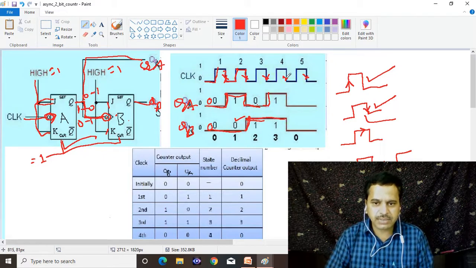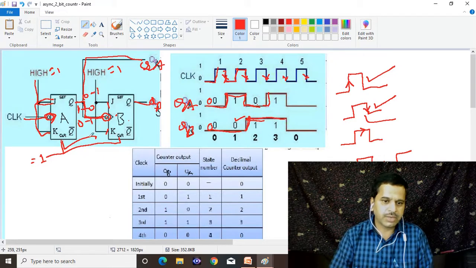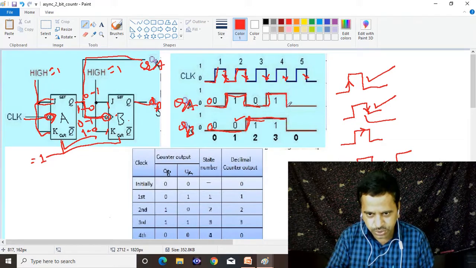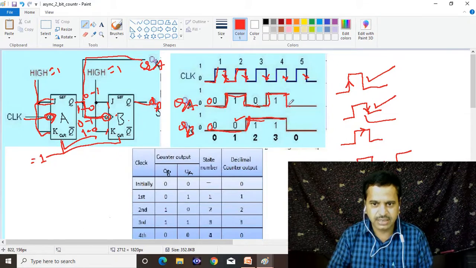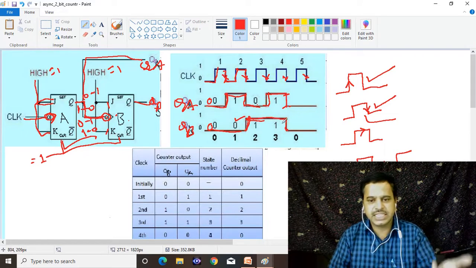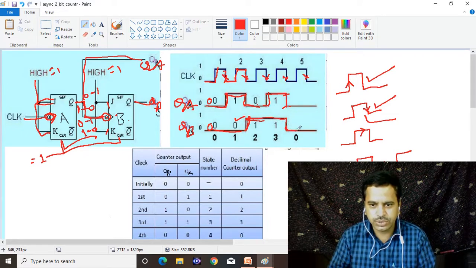When the fourth clock pulse is applied, this flip-flop, which is 1, becomes 0. When it goes from 1 to 0, the second flip-flop feels it as a clock. Then the second flip-flop also goes from 1 to 0 because its previous state is 1. It automatically changes its state, so both stay low.